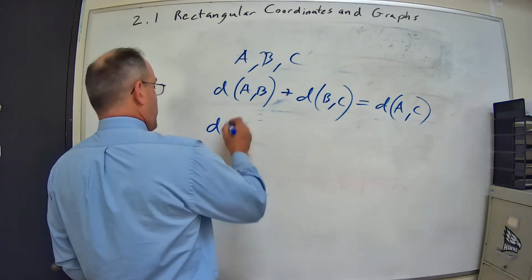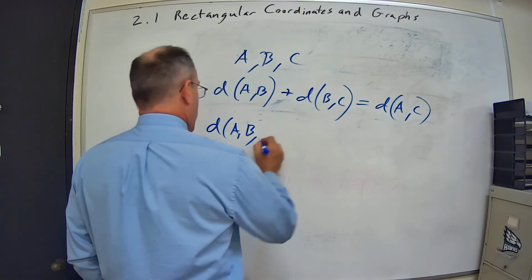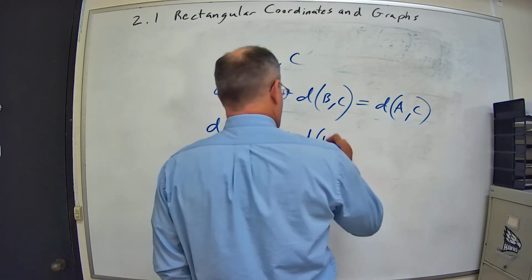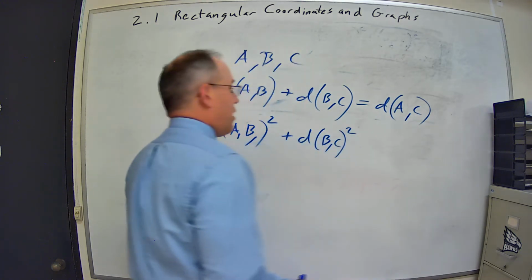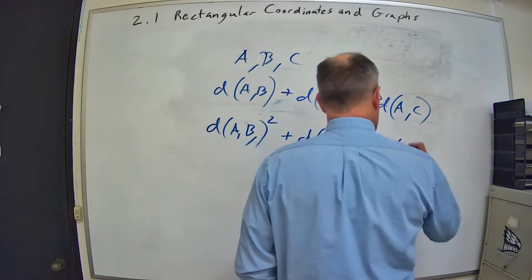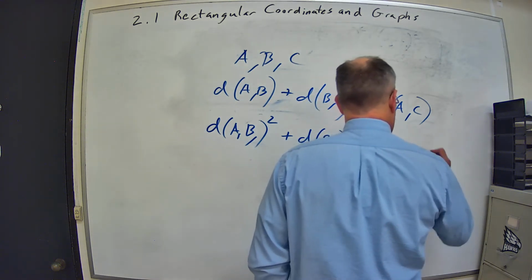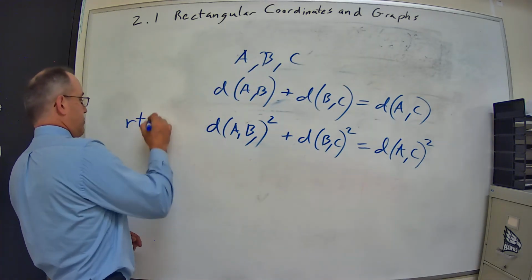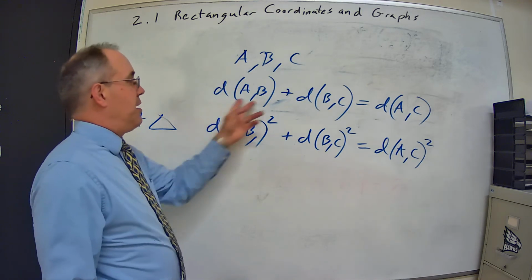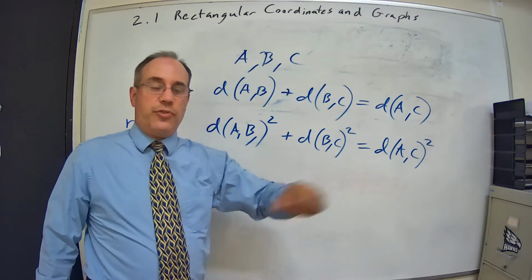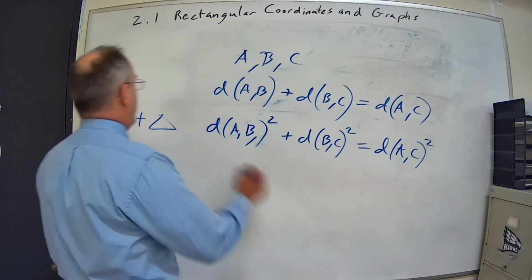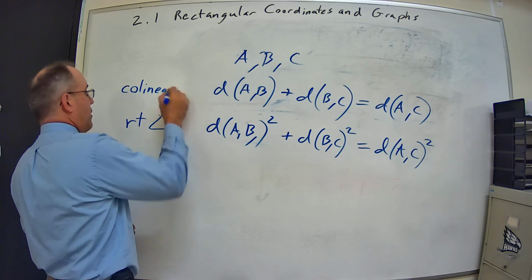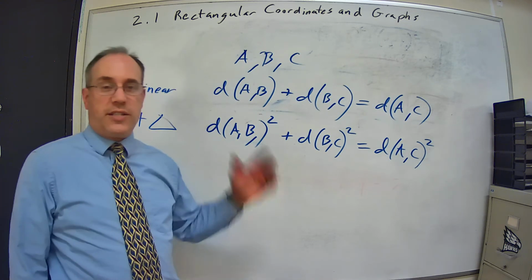So if the distance AB squared plus the distance BC squared is equal to the distance AC squared, we have a right triangle. If the sum of those distances is equal to the other distance, then we have what's called collinear. Collinear, meaning that they're all points on the same line.